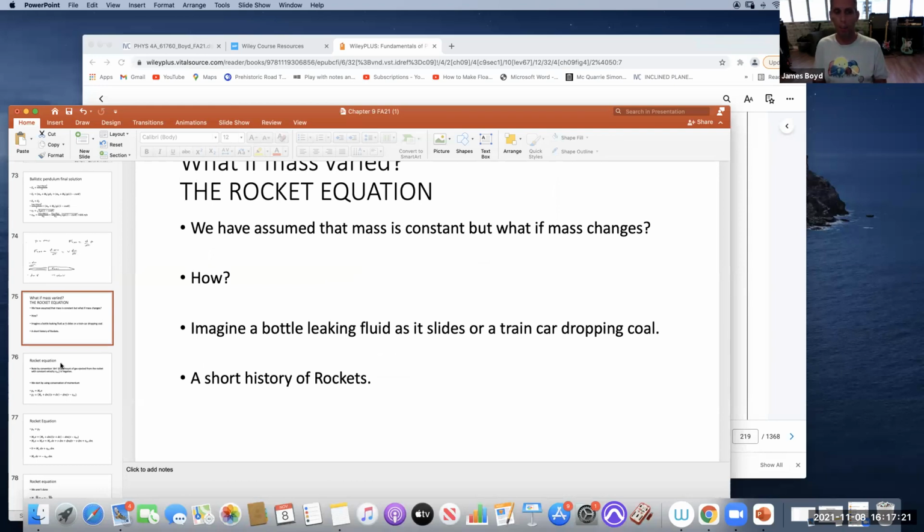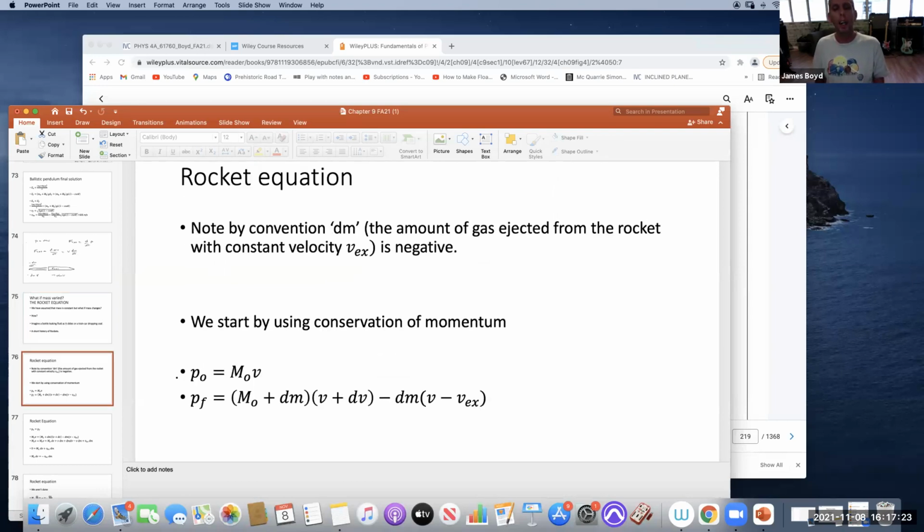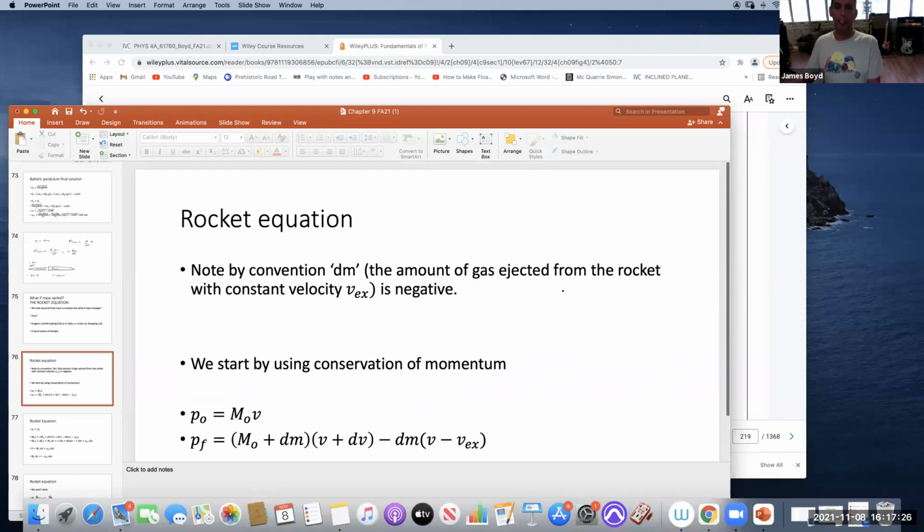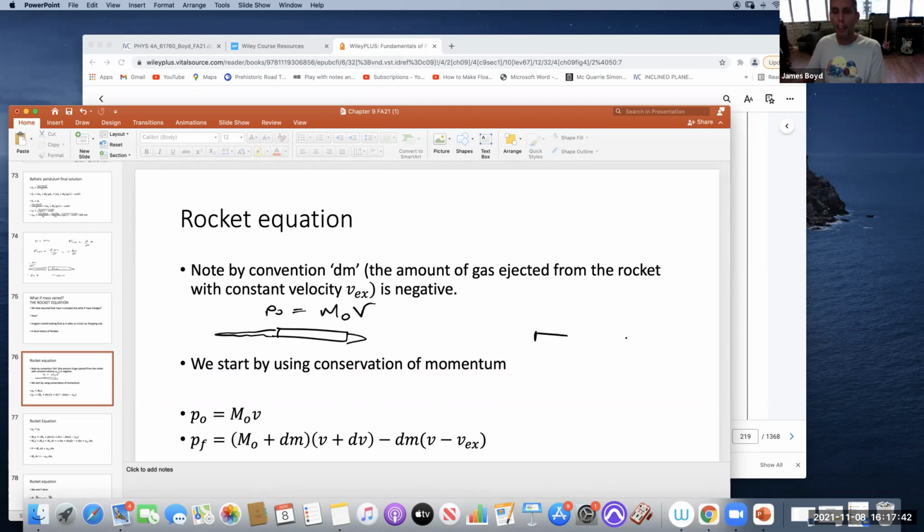So this is just talking about my short history of rockets. Initially the rocket, as it's traveling, has a momentum: the initial mass, fuel and rocket, times the initial velocity, which we're just going to call v. After a small time later, the rocket is now traveling at v plus delta v, but there's also a little bit of fuel. So we actually have to account for this too.